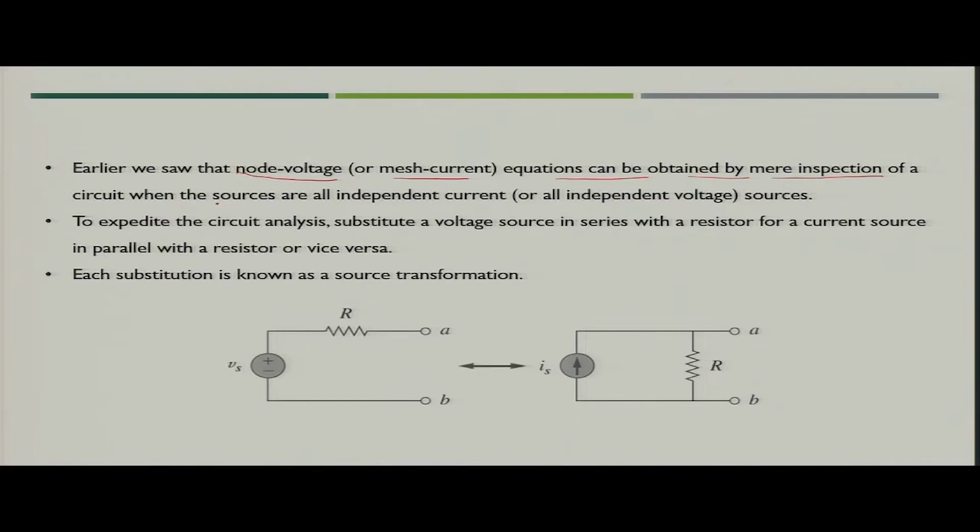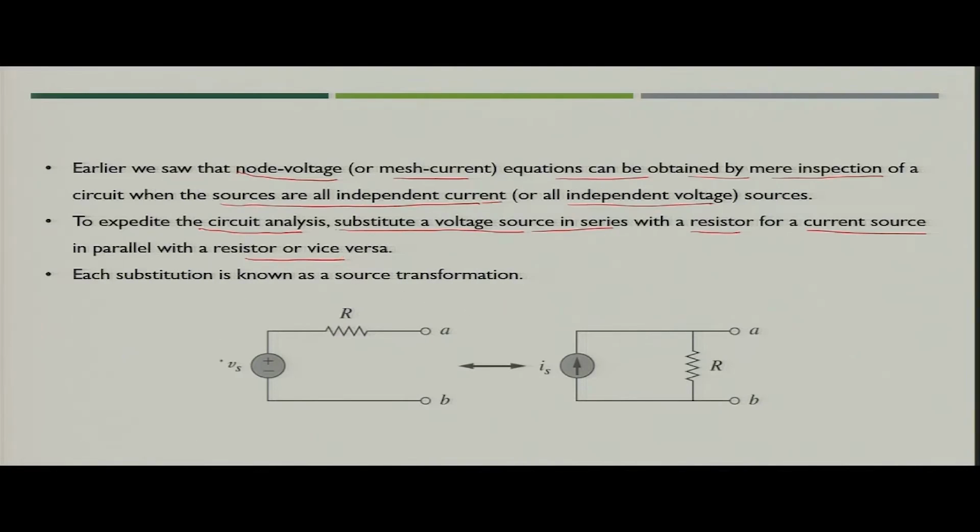We were doing this with the help of either independent current or independent voltage sources, and we also discussed that the same technique can be used for dependent current as well as dependent voltage sources. Now, this we have already discussed. Suppose we want to expedite our circuit analysis, we can add source transformation also, so that we can speed up our circuit analysis process. So, what will we do? We will substitute a voltage source in series with a resistor for a current source in parallel with a resistor, or vice versa.